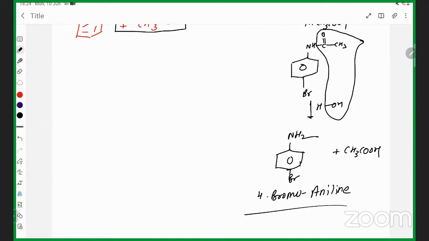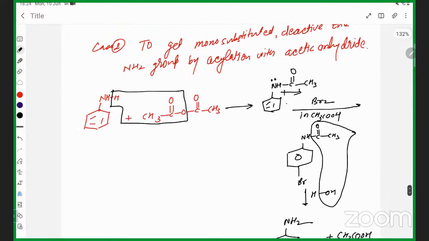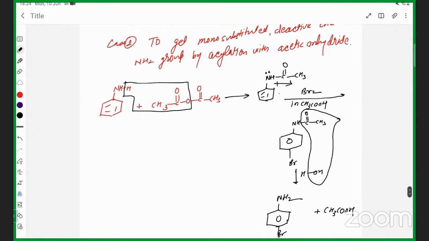Is it not audible to you? Hello? Yes, sir. Understood. Is it audible or not? Clearly audible, sir. Sir, the mic was mute actually. Okay, no problem. So it will always give the substituted product. Okay.